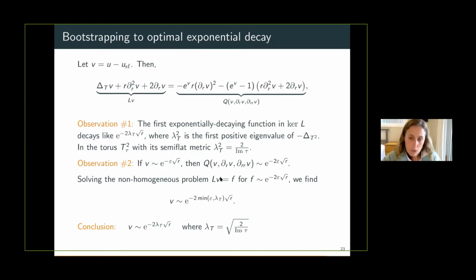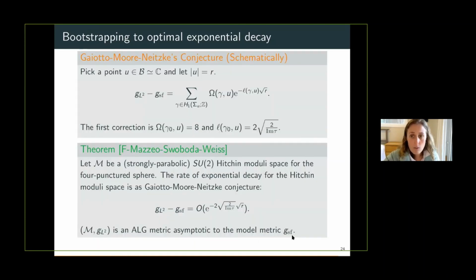But now you can bootstrap and you can solve L v equals f. So if f has decay like e to the negative 2 times the rate, then you can find that v has that same decay up until this first eigenvalue of the kernel. And so with that, we can get that the difference u minus u semi-flat is actually exponentially decaying with this parameter lambda t. And lo and behold, this is exactly the right exponential decay of Gaiotto-Moore-Neitzke's conjecture.